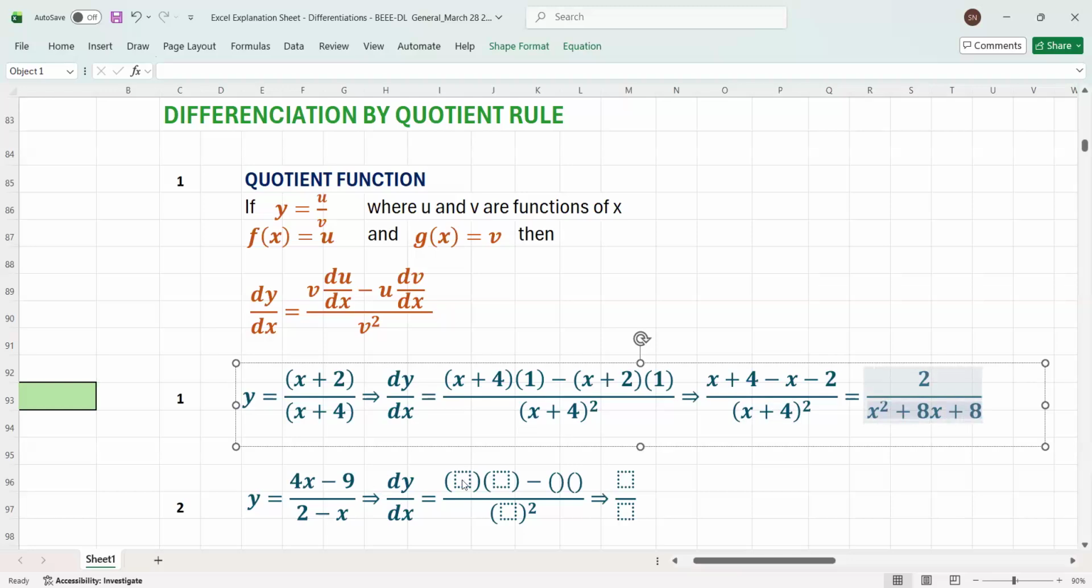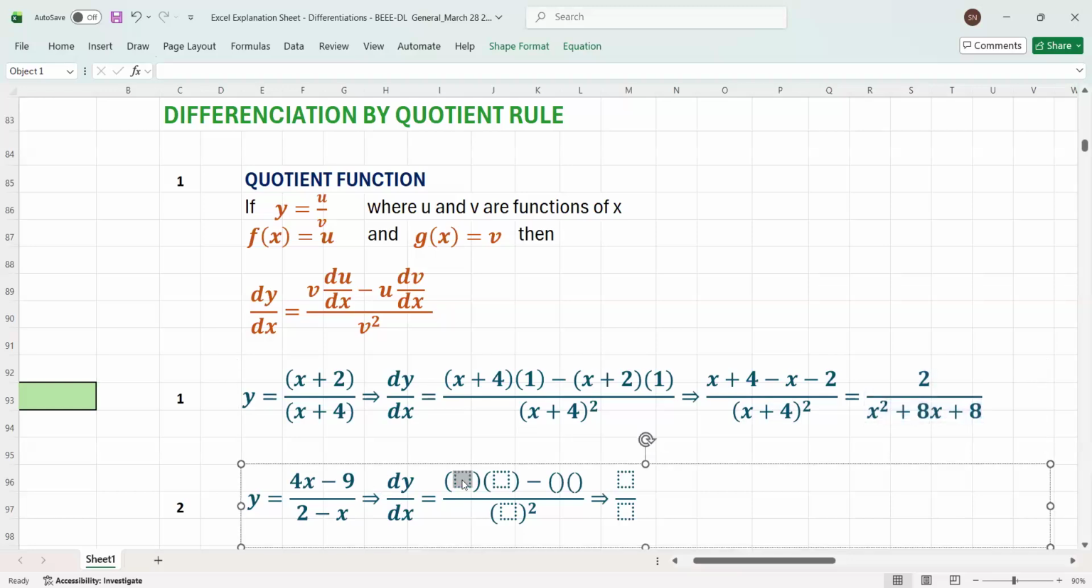Okay, so now let's look at this example. The denominator here is 2 minus x. So keep the denominator constant and then differentiate the numerator. If I differentiate 4x, I'm going to get the value 4. And then now I'm going to keep the numerator constant. This is 4x minus 9.